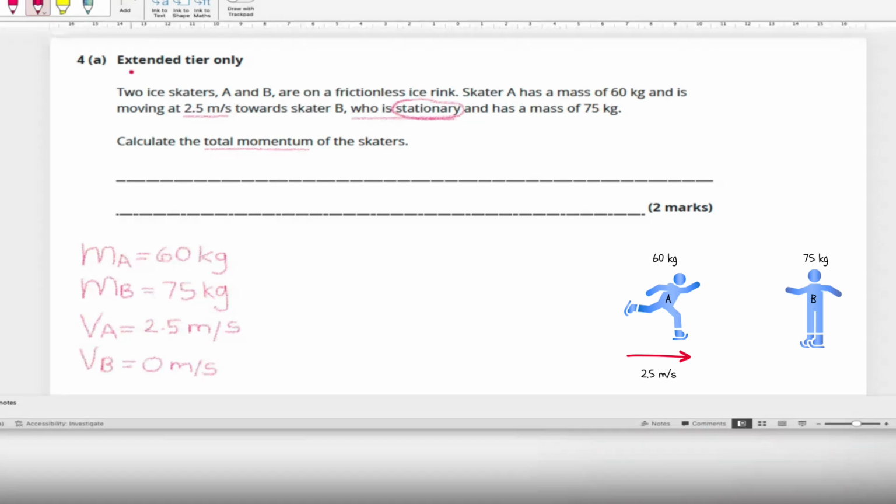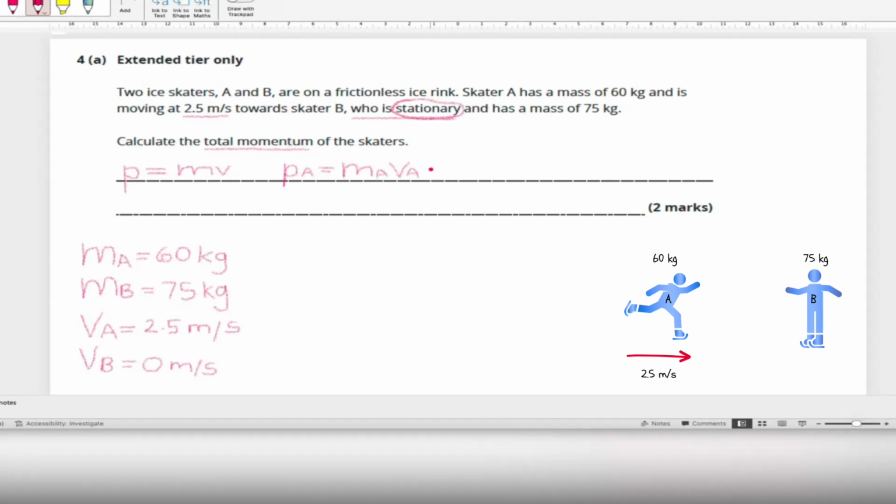What I'm going to do next is state the equation for momentum, and you will get 1 mark for this. The momentum of an object is equal to the product of its mass and its velocity. Now we are going to calculate the total momentum of the skaters. So the momentum of skater A is equal to the mass of skater A multiplied by the velocity of skater A.